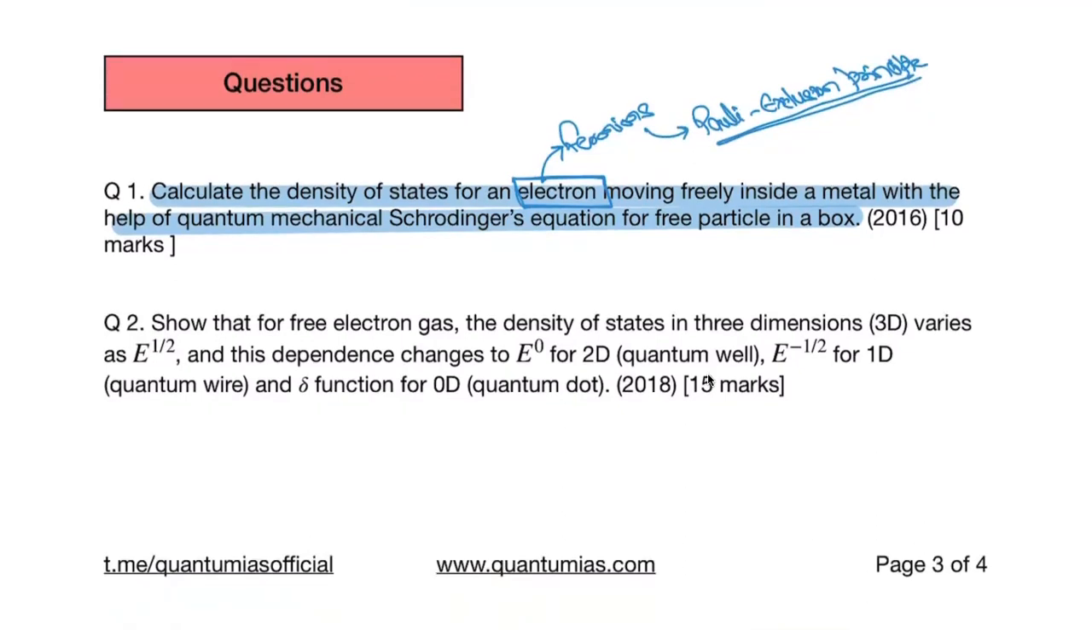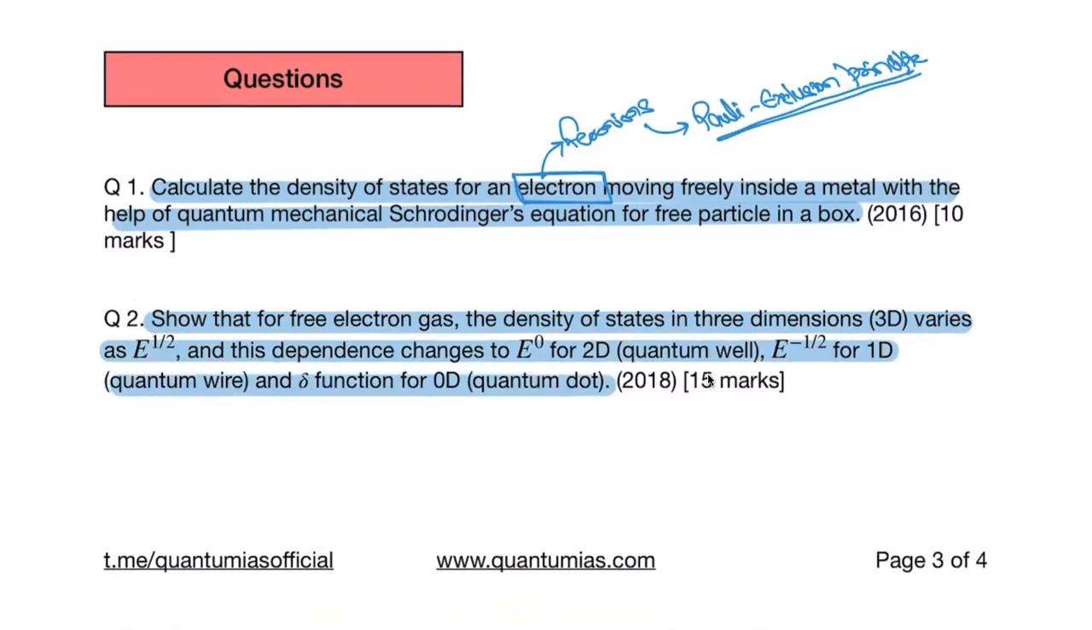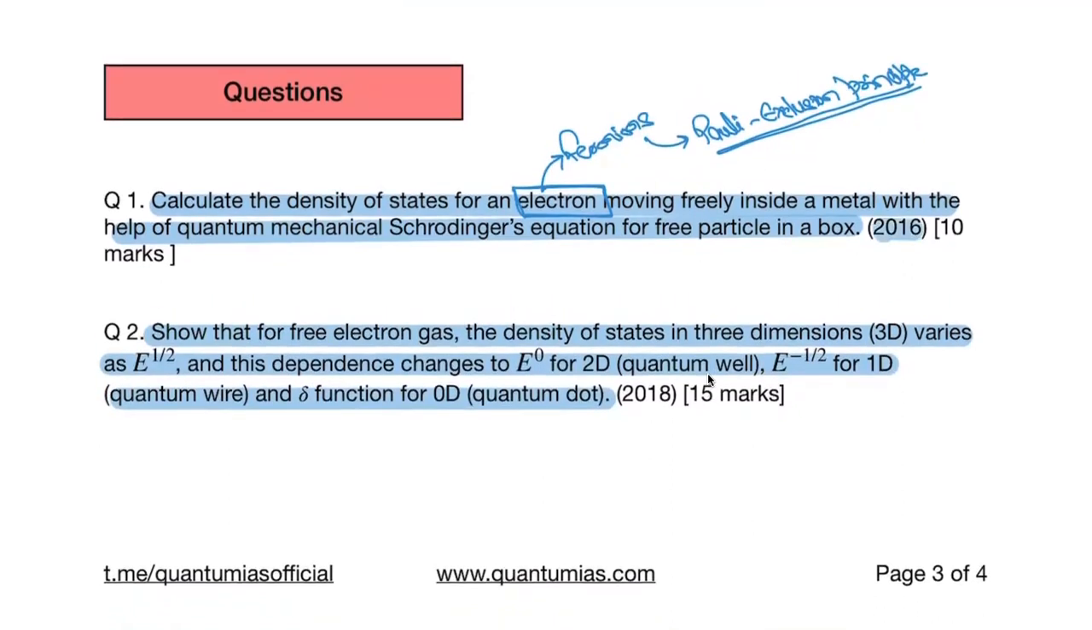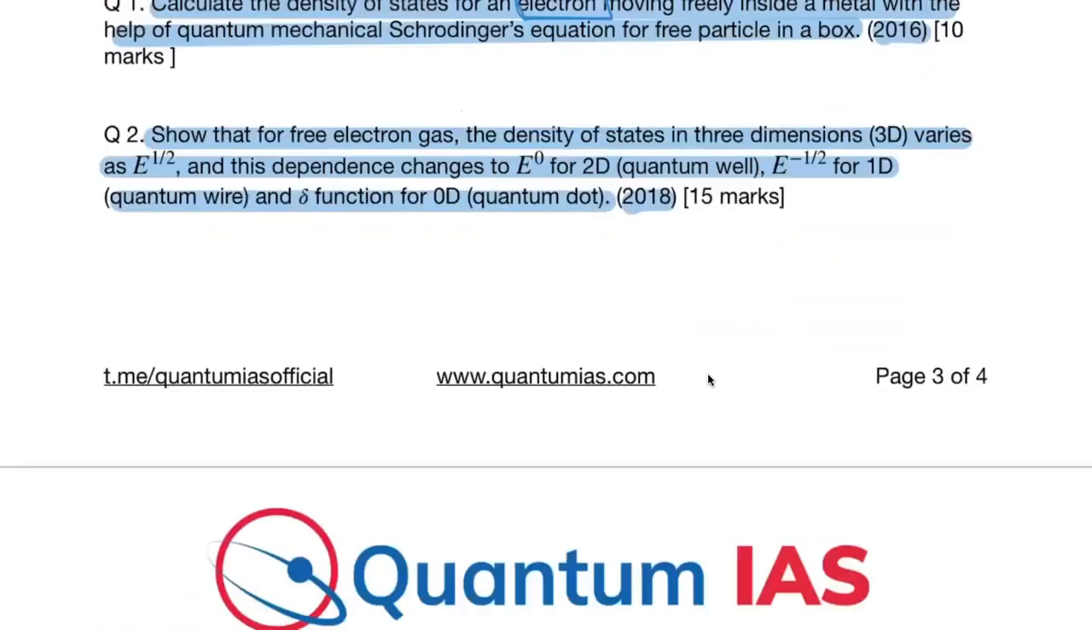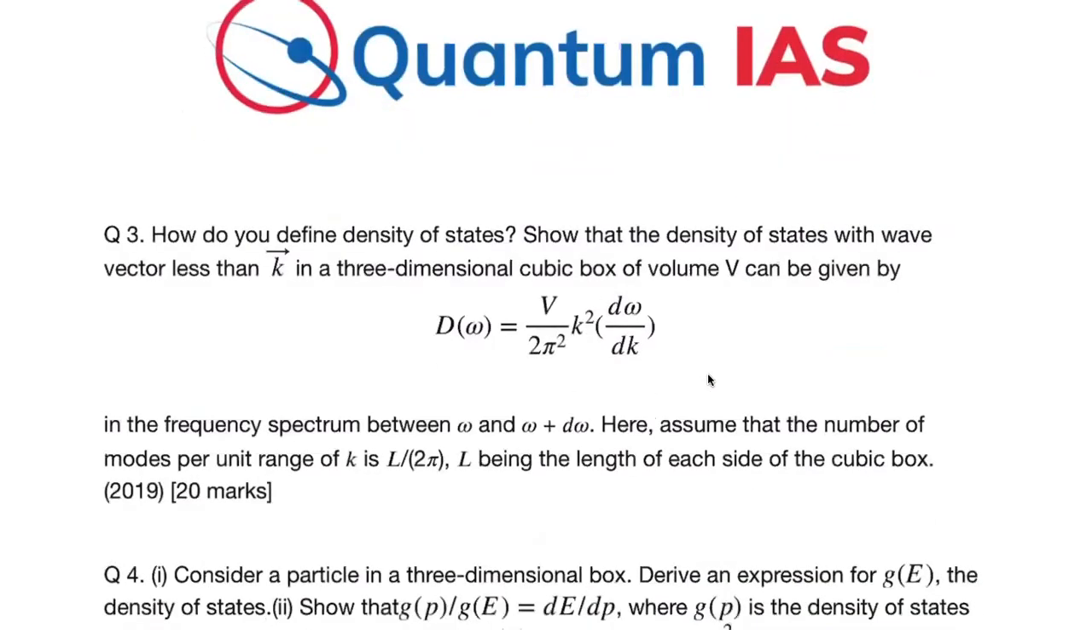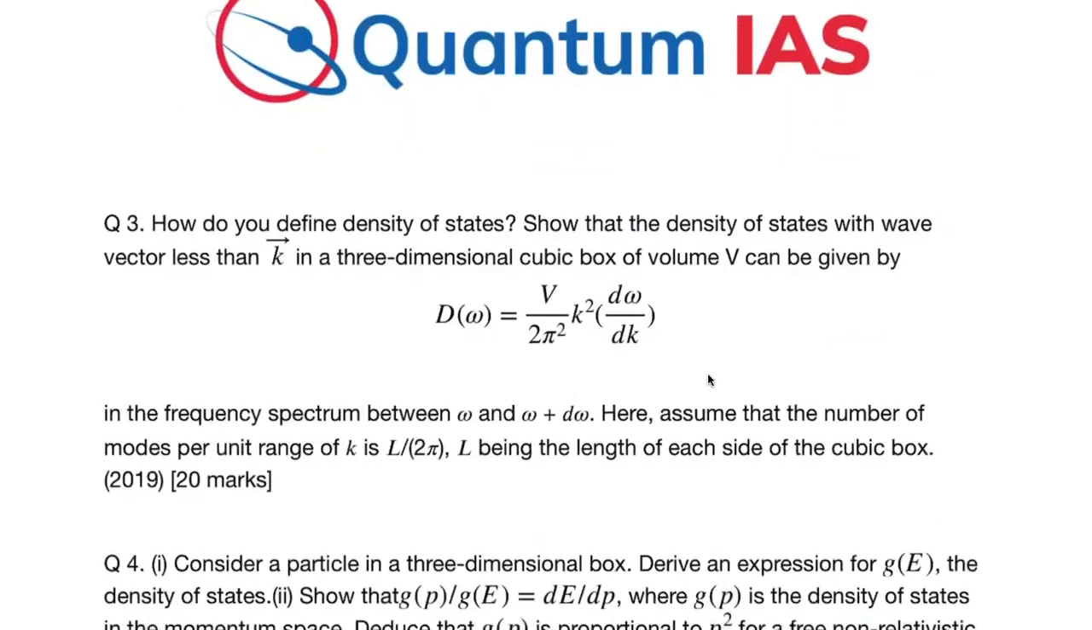Now show that the free electron density of states in 3D varies the same way that we have seen in the graph, right? We will also try to prove. So again it is of 2016, 18, again in 19 they have asked to find out this relation, right? You can easily find it out. We will see how we can do it.